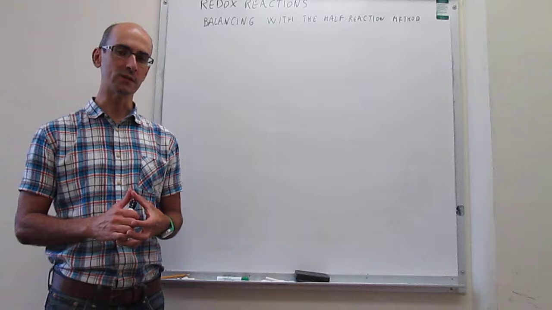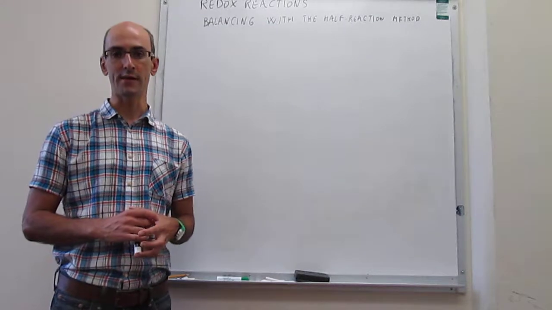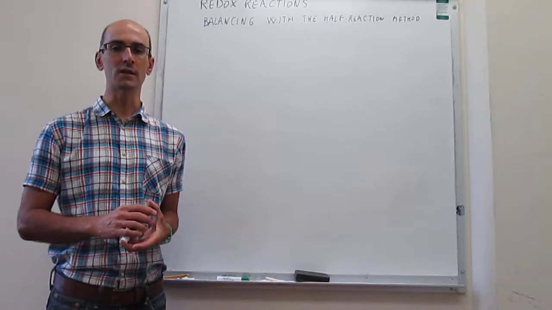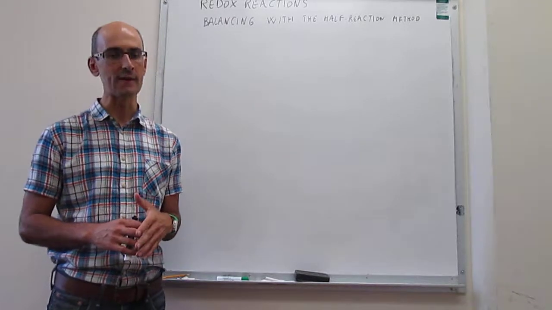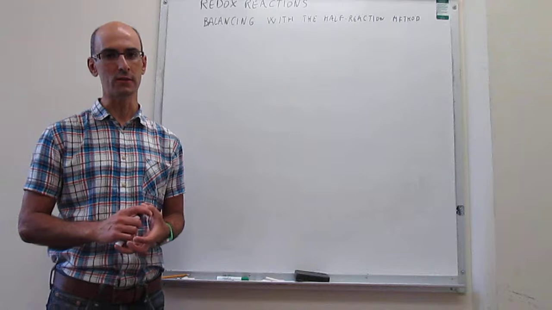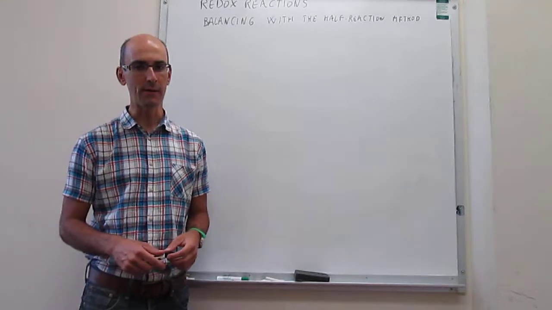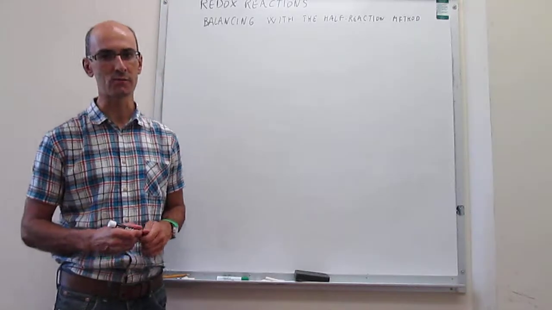The one that we're going to explain here is called the half-reaction method. Another common balancing method is called the oxidation number method, but we're not going to study that. Instead, we're going to solely focus on the half-reaction method. All right, so there are various steps in balancing redox reactions with the half-reaction method.